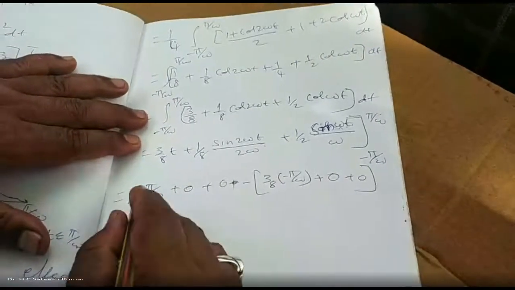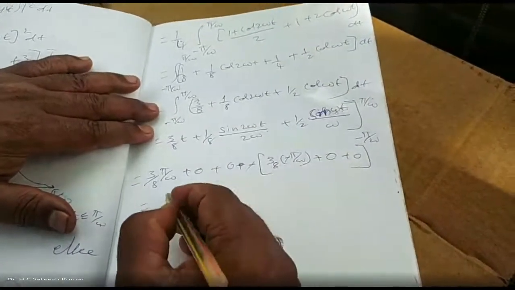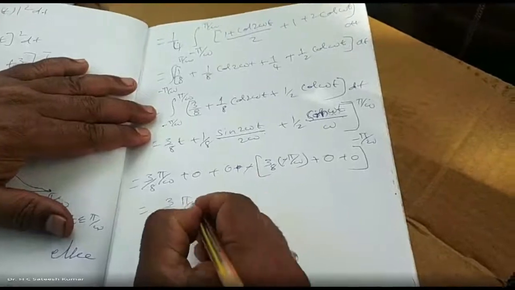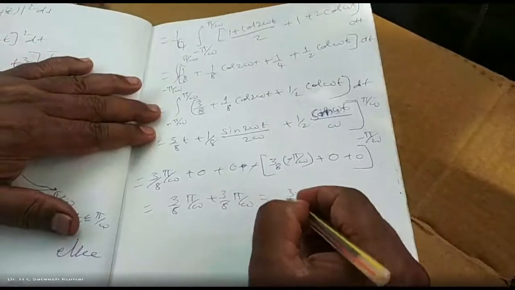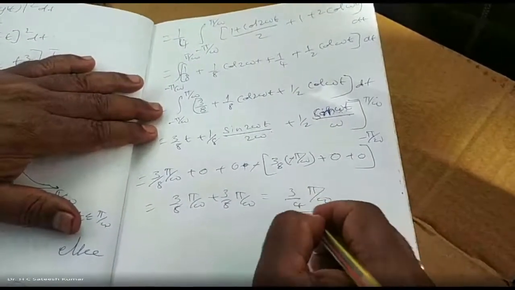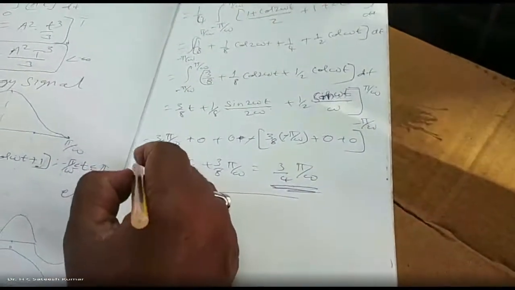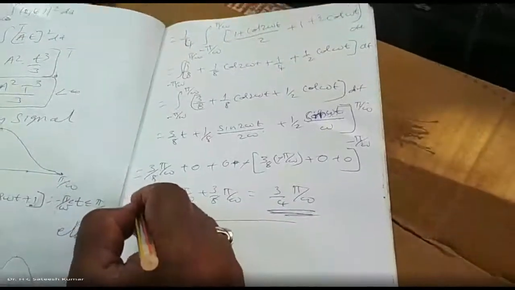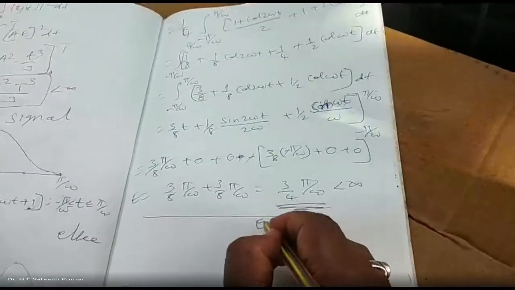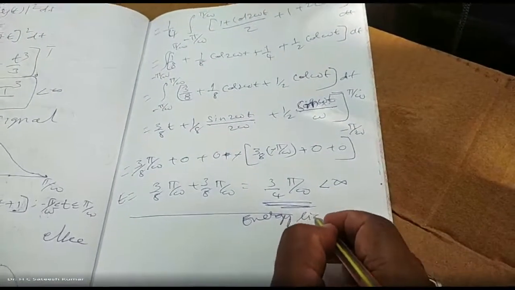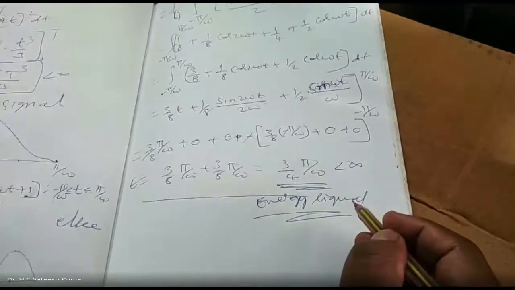So all other values: 3 by 8 pi by omega, plus minus into minus plus 3 by 8 pi by omega, which is equal to 3 by 4 pi by omega. That is the required answer, right? That's how we should do it. Like this, we can solve any number of problems. Still, we will do many more problems. This is an examination problem, energy. So energy is less than infinity. Therefore, it is an energy signal. Like this, we can solve this problem. Right? We'll continue in the next class.